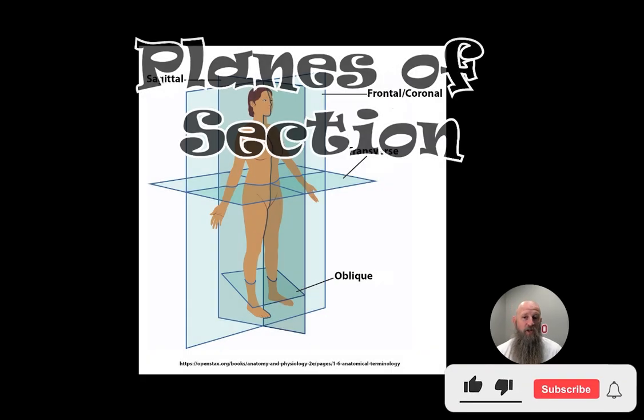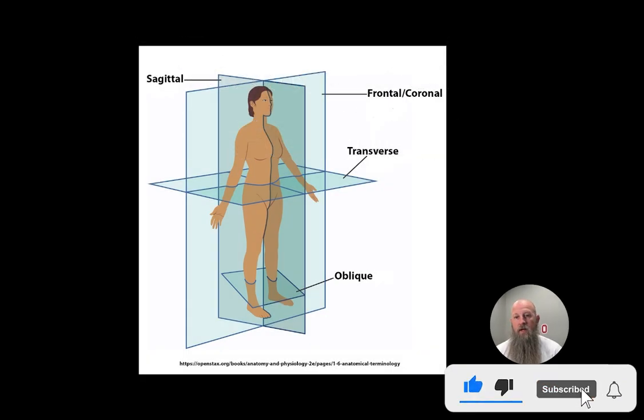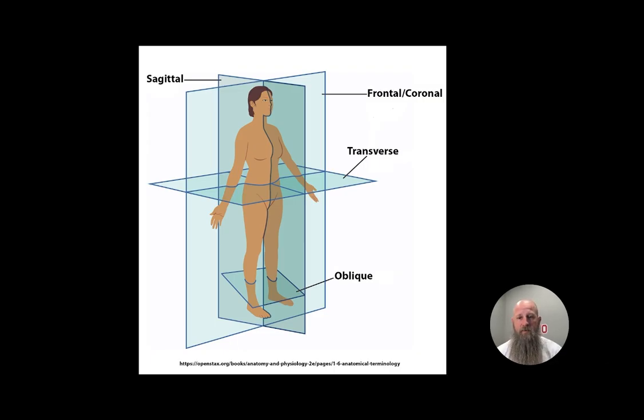Okay, let's talk planes of section. Sometimes in the anatomical sciences and medicine, it's very important for us to cut the body open and look down inside. Now, we don't just haphazardly cut things open. We do so in a very sophisticated and meticulous manner, and we use specific terms to describe how we're looking at the body, how we've cut the body, where we're viewing it from, things like that. We call these planes of section, planes at which we section or cut the body.